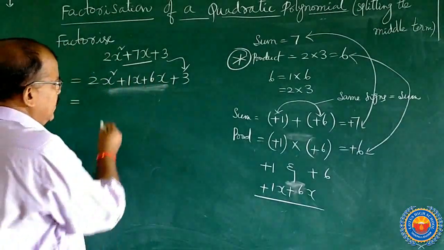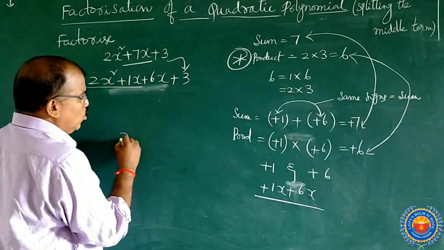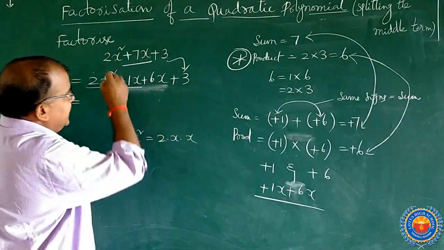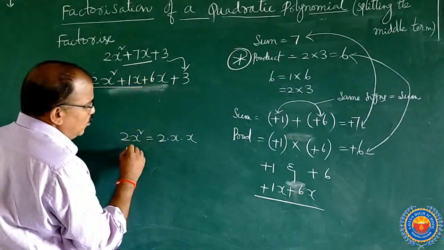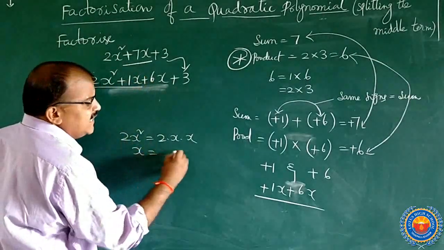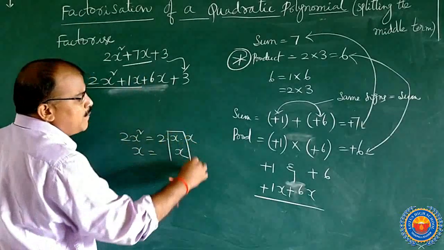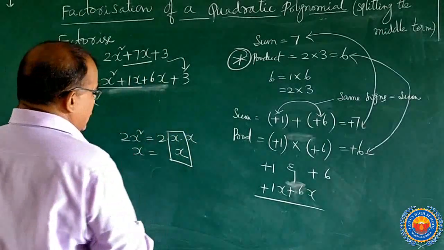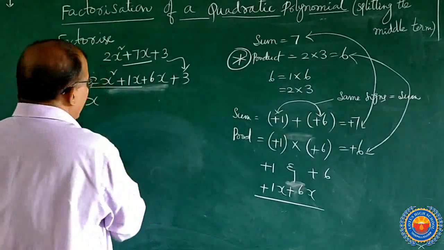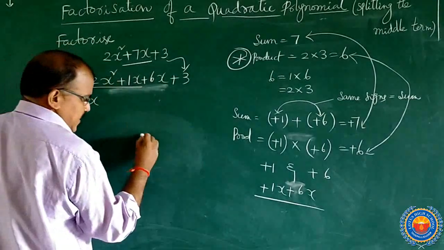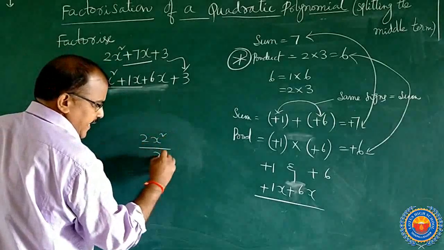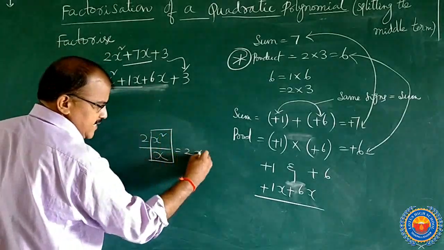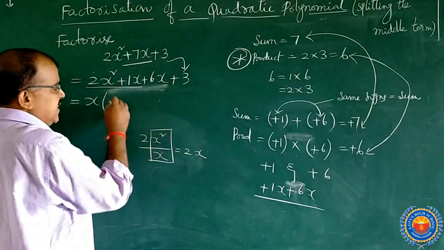Now factorization. First you take common. 2x square is equal to 2 into x into x. And 1x I can write as x. What is the highest common factor? x. That x you take out. So now 2x square by x is nothing but 2x.